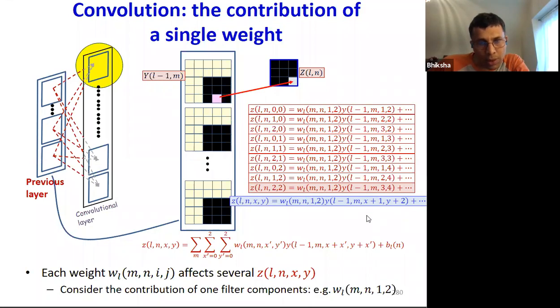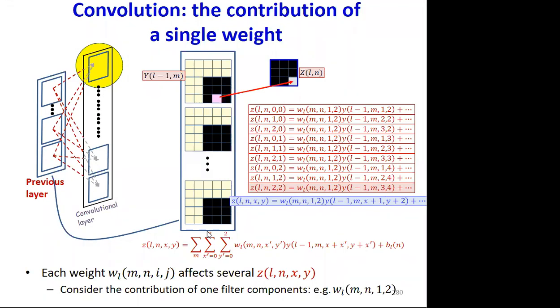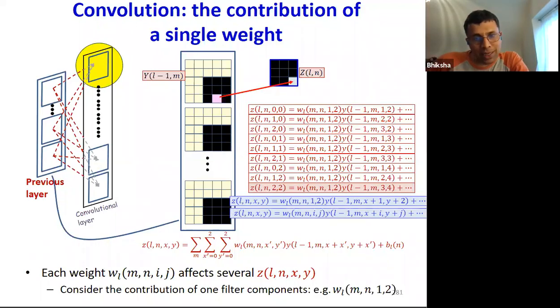And so if I were to generalize this for any ij in the weight, what would the corresponding equation be? Anyone? I'll wait. Yes, Ran? Yeah, so for ij in W, the corresponding position for Y would be x plus i and y plus j. Exactly. Thank you. Right. So this is what you're going to find.